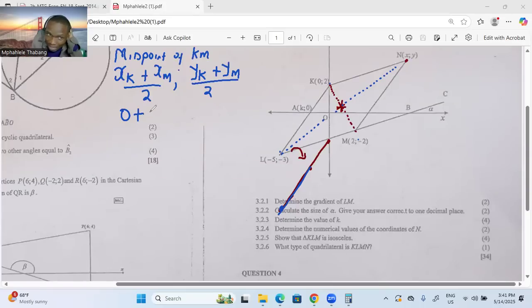What is X at M? It is 2. What is Y at K? It is 2. What is Y at M? Minus 2.